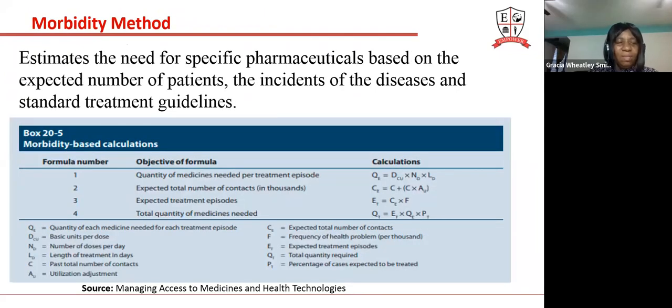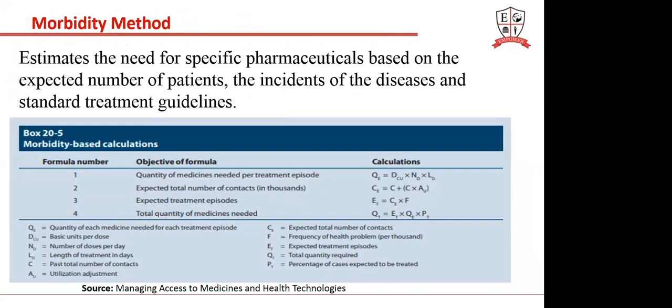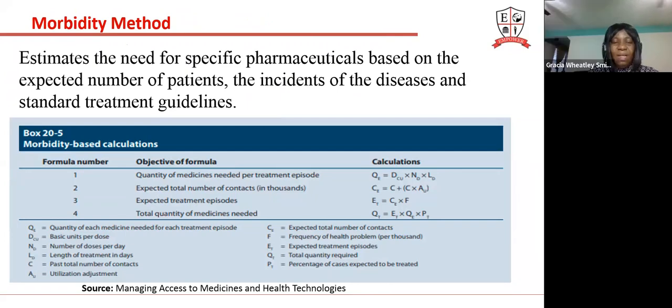Let me go back to the morbidity method. So here we have taken from management access to medicines and health technologies. Again, we have the formulas with the symbols. And once you plug in the amount, the numbers, then you can arrive at those. So we have formula 1, quantity of medicines needed per treatment episode. QE equals DCU times ND times LD. So once you plug those factors in, then you would be able to arrive at your morbidity calculations.